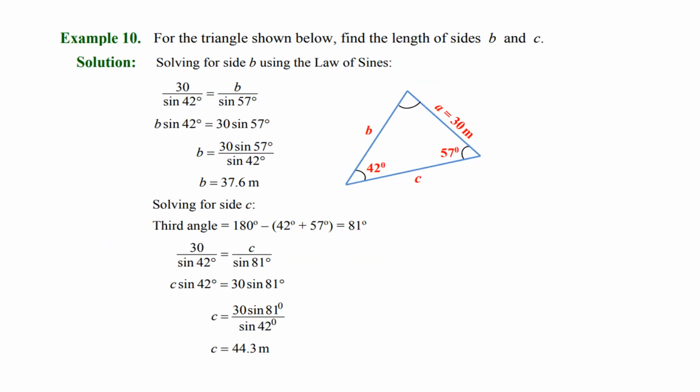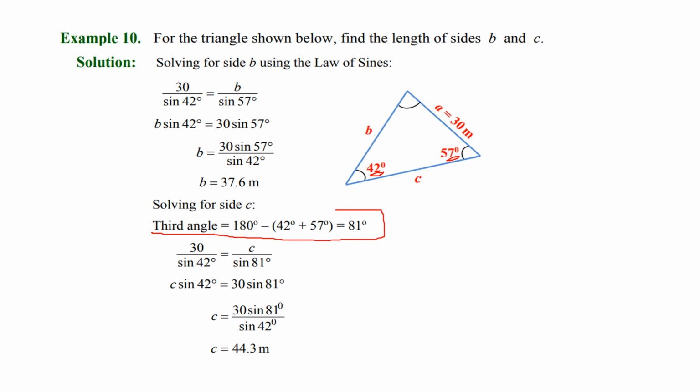The question: for the triangle shown below, find the length of sides b and c. Look at the triangle. We have two angles available, 42° and 57°, and one angle is missing. And we have one side, and two sides are missing. So if you have a question like this, the first step is to find the third angle.